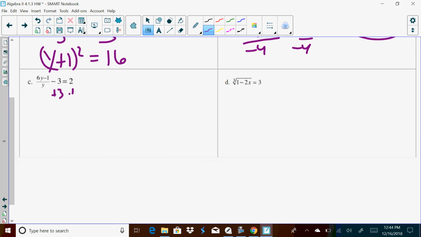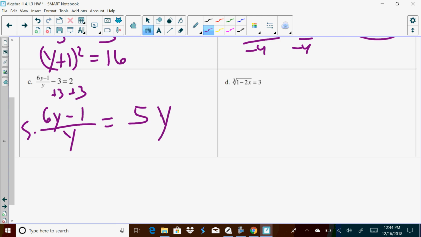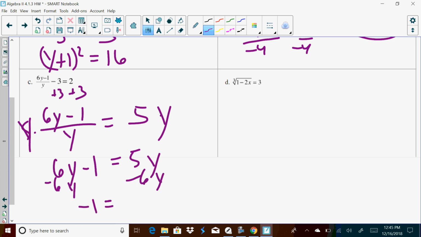For this one, I added 3 to both sides. So I got 6y minus 1 over y equals 5. So I multiply both sides by y. So I get 6y minus 1 equals 5y. So I get negative 1 equals negative 1y. So y equals 1.